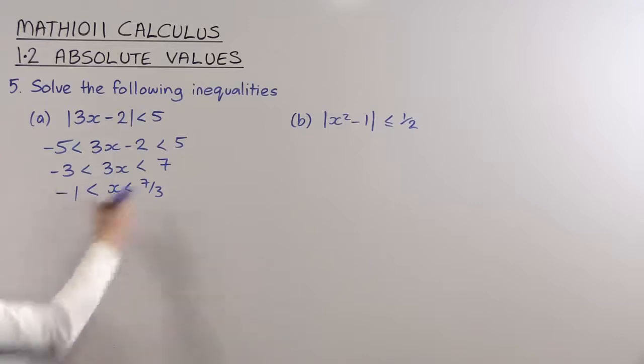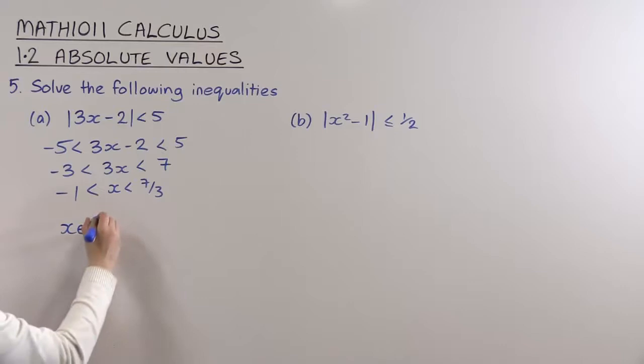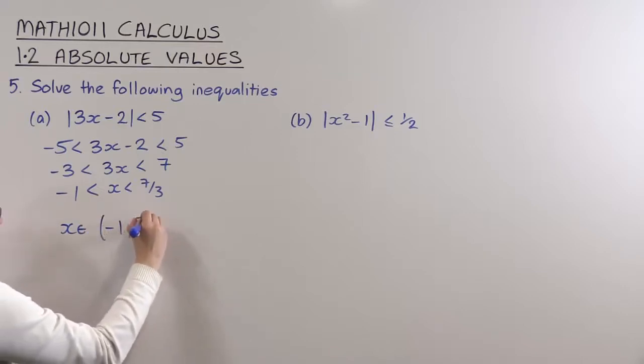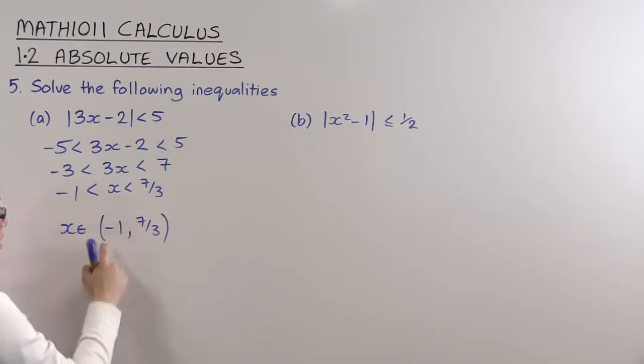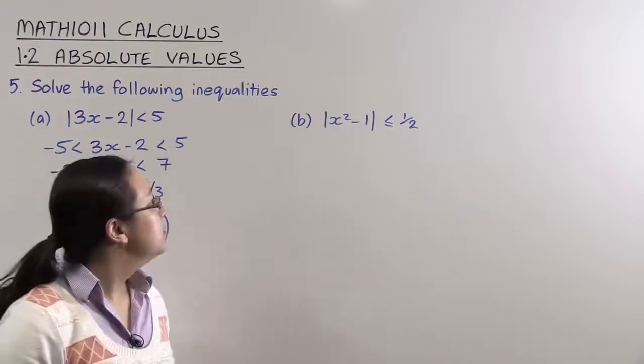So this is the solution to our inequality, but we can write it with set notation. X is in this set from minus 1 to 7 on 3, not including the ends, which is why we have round brackets there. So that's just one way to solve that absolute value inequality.